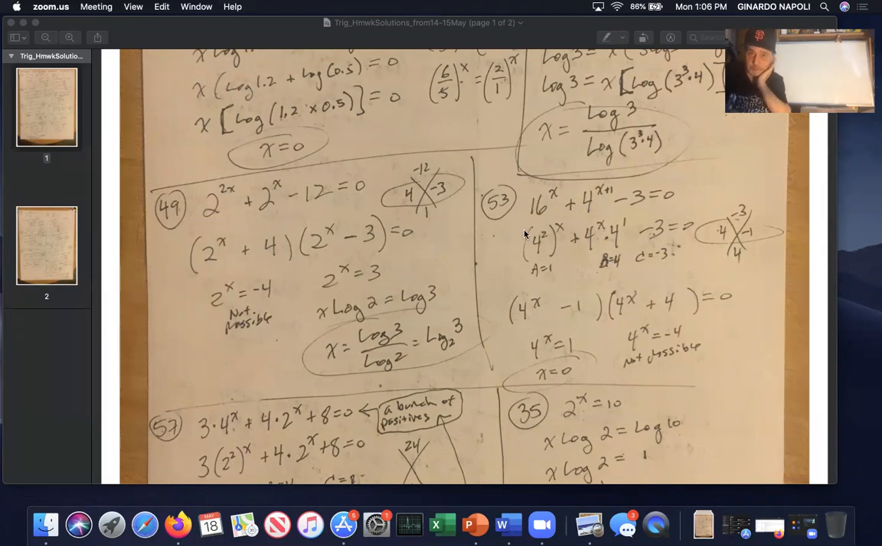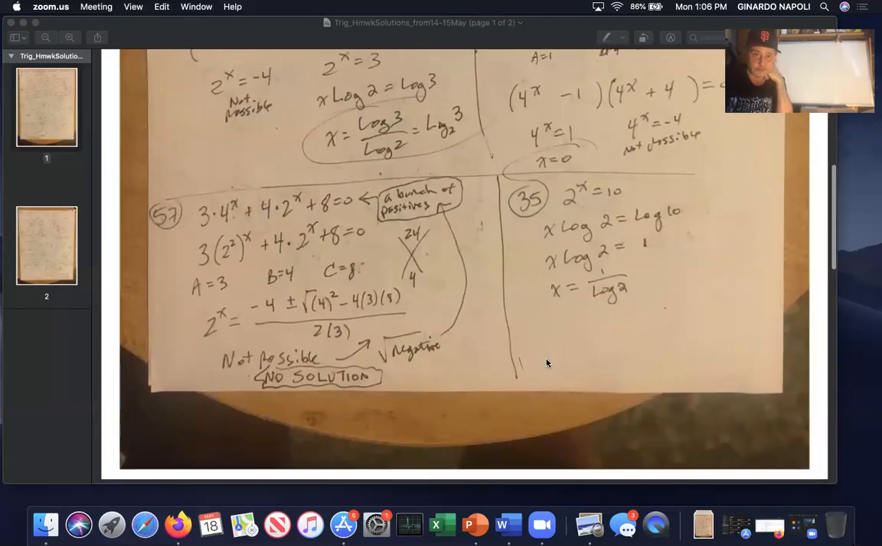53, you had to convert the 16. And then once you did that, then you had your 2x and x. And here you had to convert because if you add the exponents, you had to originally have multiplied the bases, right? So that means this 4 is the coefficient of the 4 to the x term. So A is 1, B is 4, C is negative 3. You can do the same thing as 49. And then same reason, not possible because you can't raise a positive number to an exponent and get a negative.